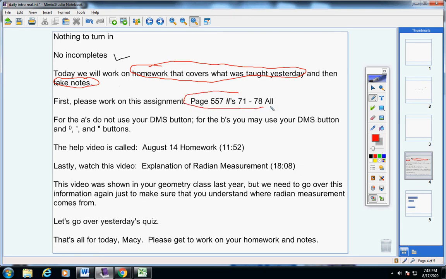First of all, work on this assignment here. Notice for the A's, do not use your degree, minutes, and seconds button. But for the B's, you may use your button and these buttons here. Okay? And here's a help video here. Any questions on that, let me know. And then lastly, watch this video here. Now, we watched this video last year, Macy, but I want to go over it again and make sure you remember where radian measurement came from.